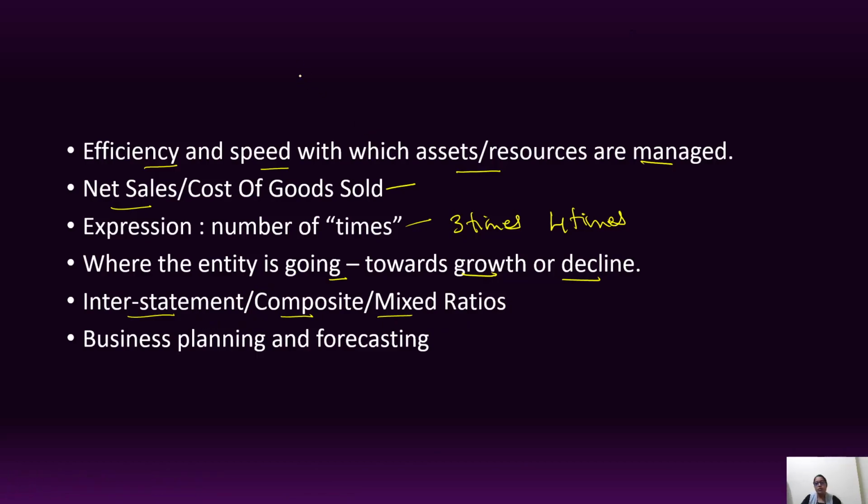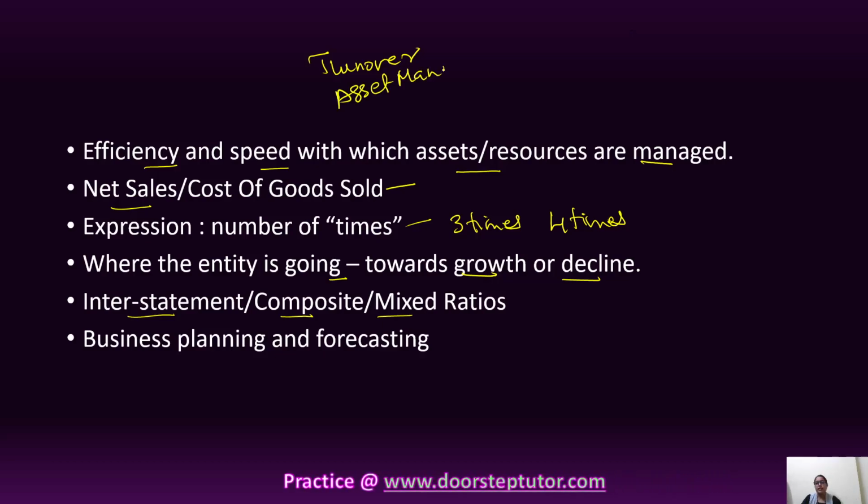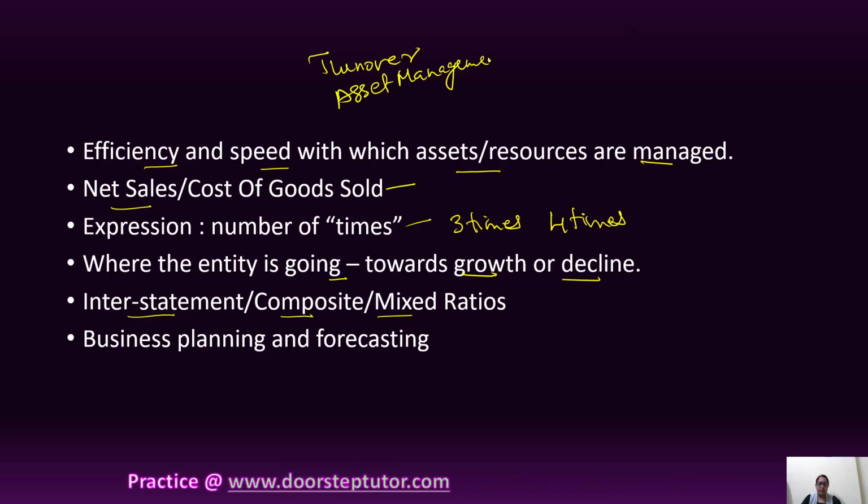Now, the other names for activity ratios are turnover ratios. It can be called asset management ratio, and it is also known as performance ratio.